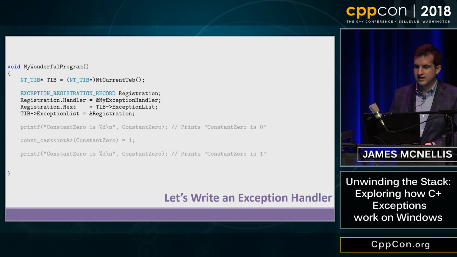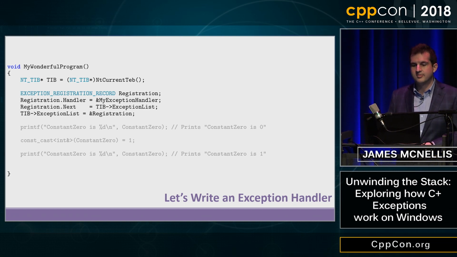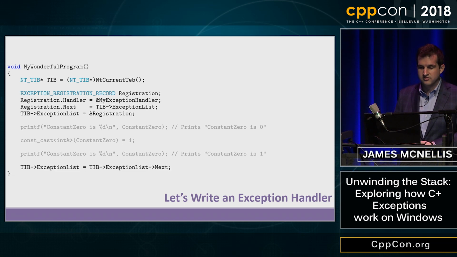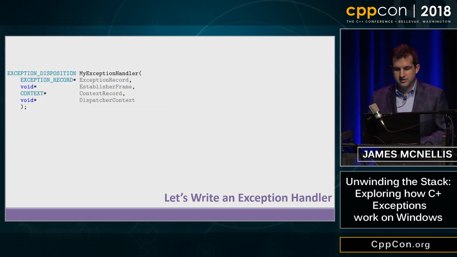Then we have to push our exception registration record onto the front of the handler list so that it will be the first handler that the OS will call. Now our exception handler is registered, so we can proceed with the rest of our function. Before we return, however, we also need to pop our handler registration from the list. So that's it. Next, let's define the myExceptionHandler function.